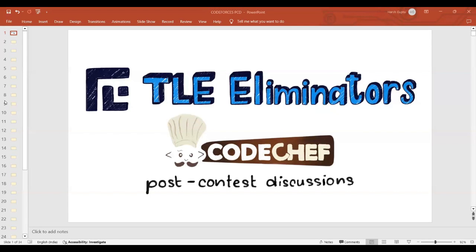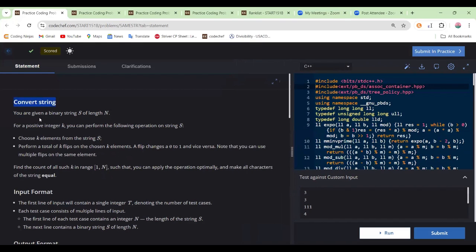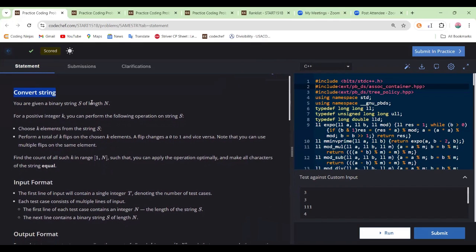So this is the first problem. The name of the problem is Convert String. Let's go through the problem statement. You are given a binary string s of length n. For a positive integer k, you can perform the following operation on string s. Choose k elements from the string s. Perform a total of k flips on the chosen k elements. A flip changes a 0 to 1 and vice versa. Note that you can use multiple flips on the same element. That's an important point. You can use multiple flips on the same element.